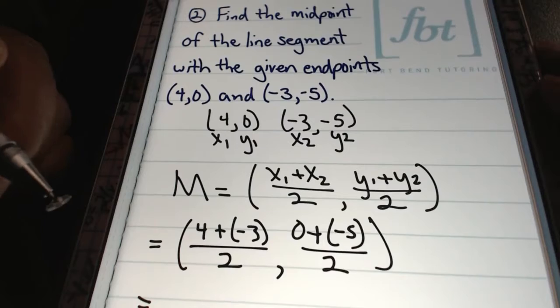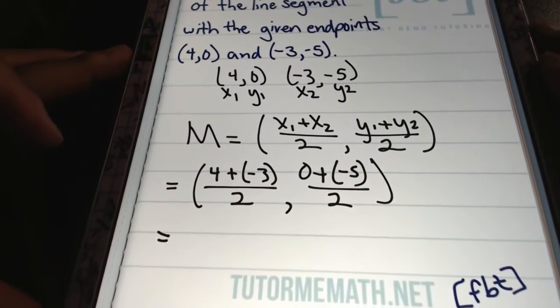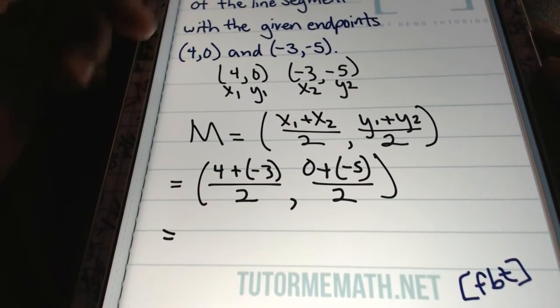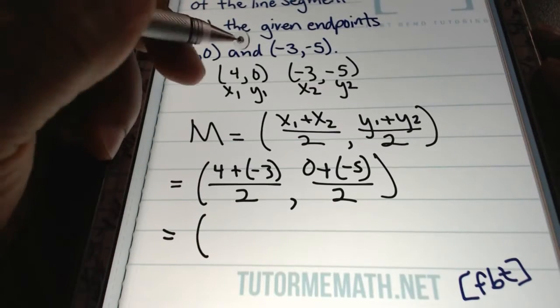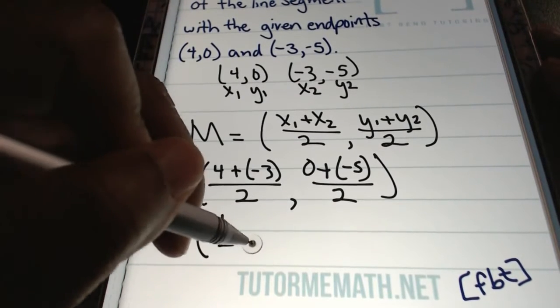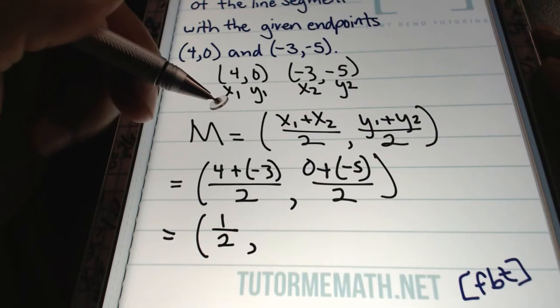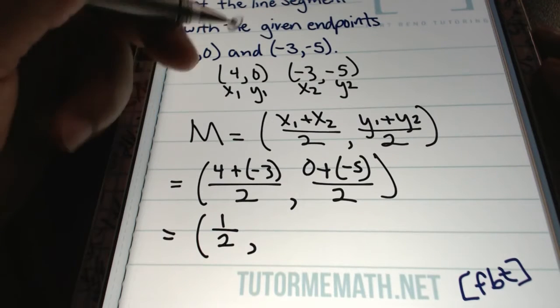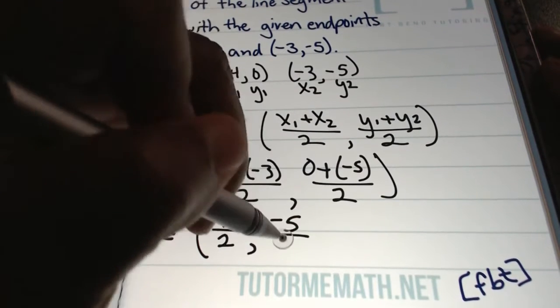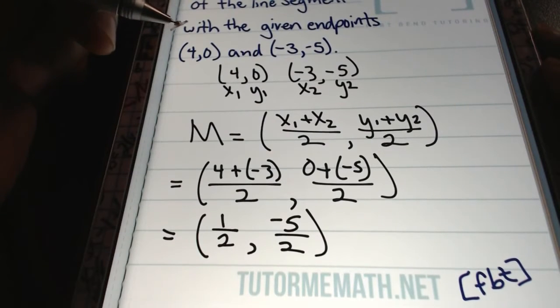Then combining my like terms here. We have 4 plus -3 gives you a +1 over 2. Then in the second fraction that we have 0 plus -5, that gives you -5 halves. And here is our answer.